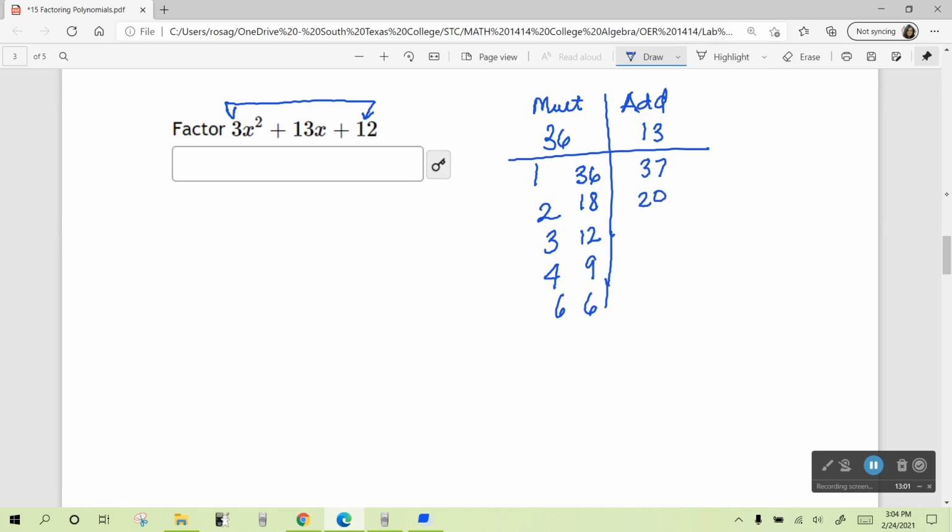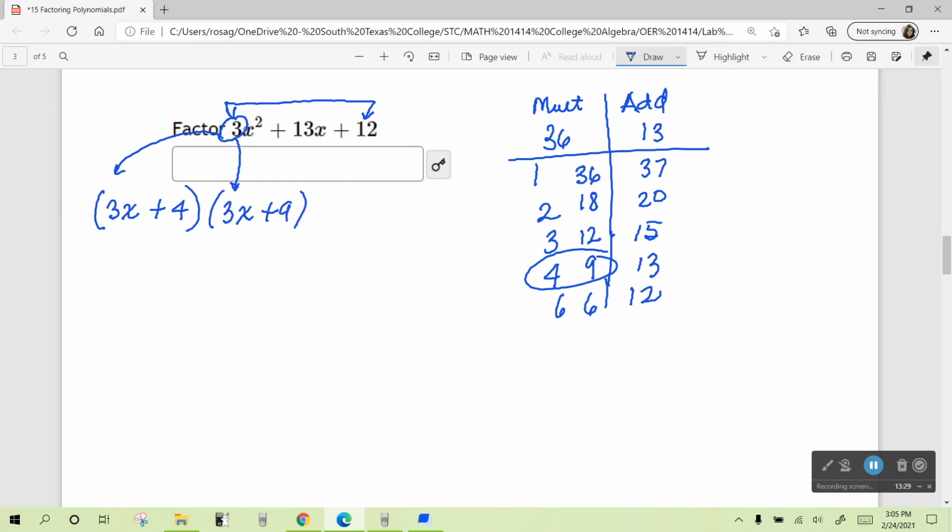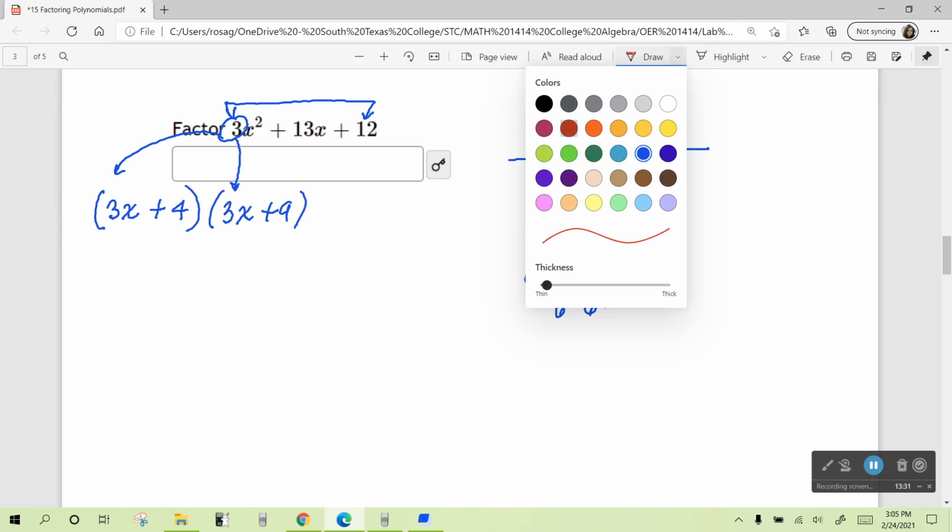Now everything's positive, so that's why I'm not worrying about the signs. So it looks like that. And the one that gives me 13 would be these guys. Now, because you do have something in front of the 3, you have to do it a little different. You're going to have to put the number that you see here, and then plus 4, and you're going to have to put that number with both parentheses, like that. And then we simplify.